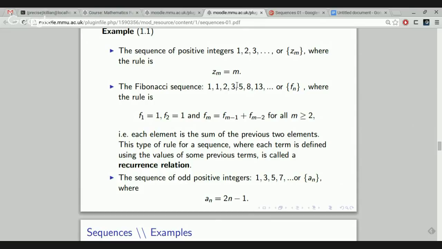So that's telling you that the nth element, Zn, is just equal to the number n. So this is the sequence of positive integers. Z1 is 1, Z2 is 2, Z3 is 3. So that's the sequence of positive integers. Certainly an infinite sequence. Is it converging? Does that sequence get closer and closer to some limiting value?